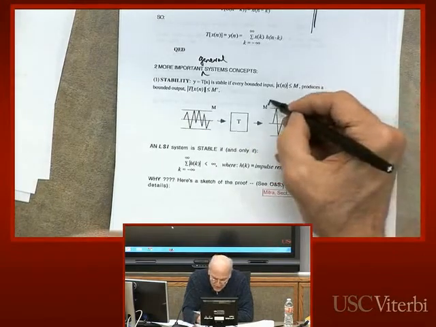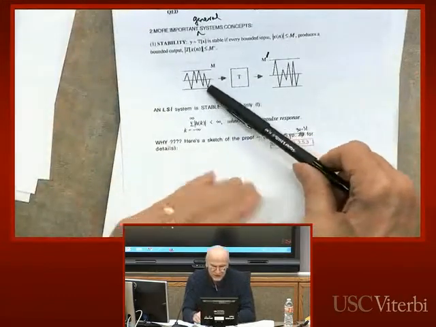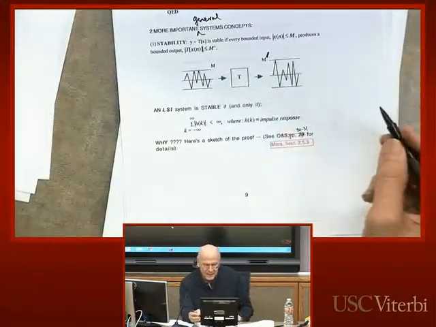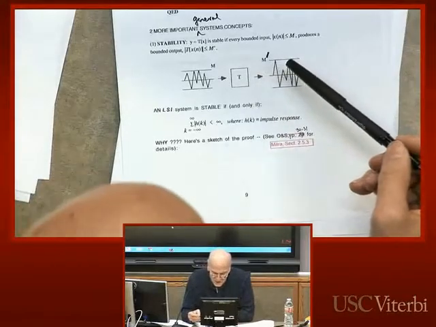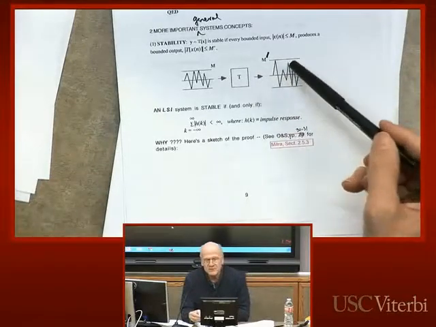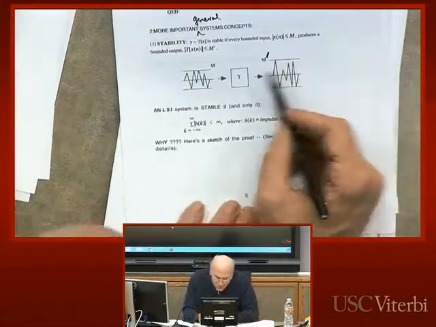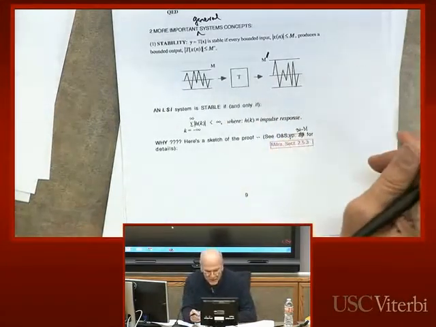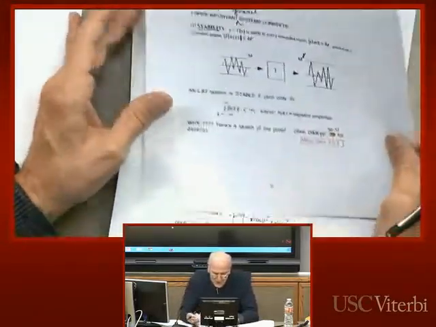Okay, this should be an m prime. You can't hardly see that. So if I have an input that's bounded, gets no larger than plus or minus m, then the output, if it's a stable system, will get no larger than maybe some m prime. m and m prime don't have to be the same, but both input and output have to be bounded. So that's just general stability.